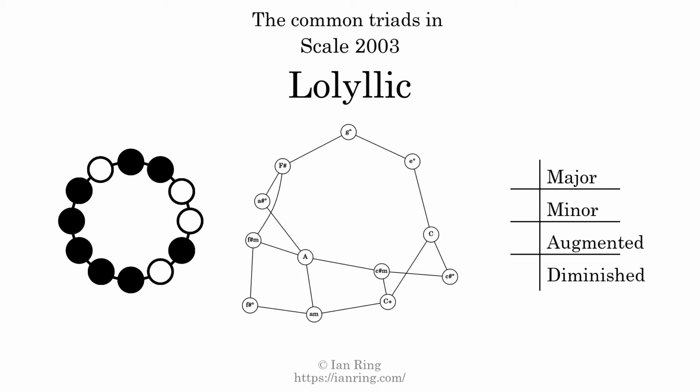The diagram in the center is a graph of parsimonious voice leading between triads. There are 3 major triads. There are 3 minor triads. There is 1 augmented triad. There are 5 diminished triads. Here is a Hamiltonian path of parsimonious voice leading that uses all the triads.